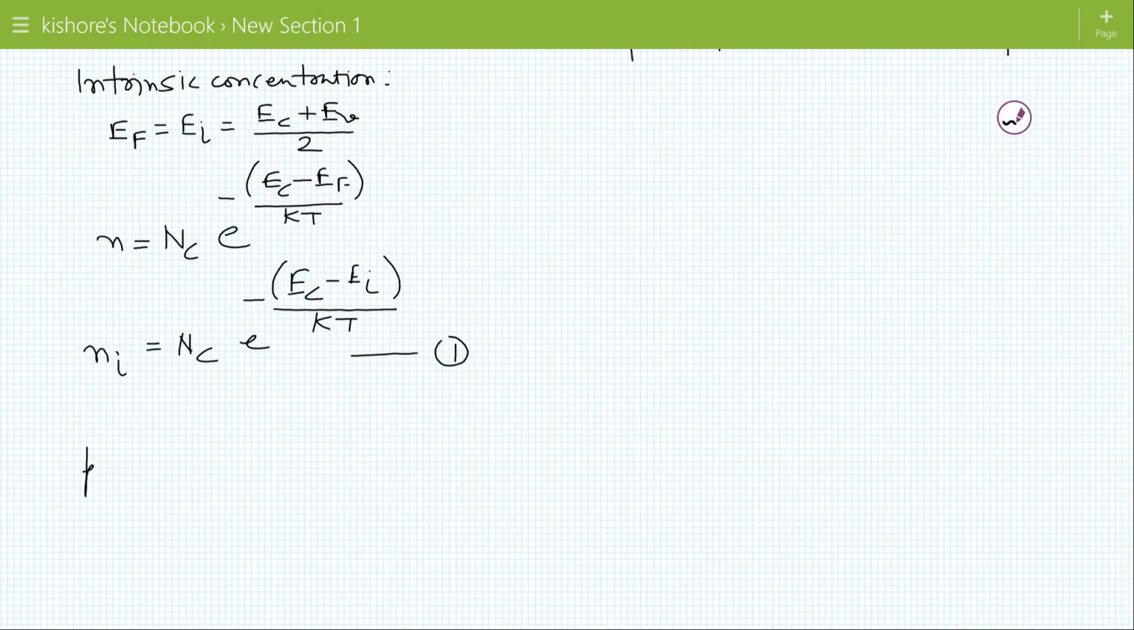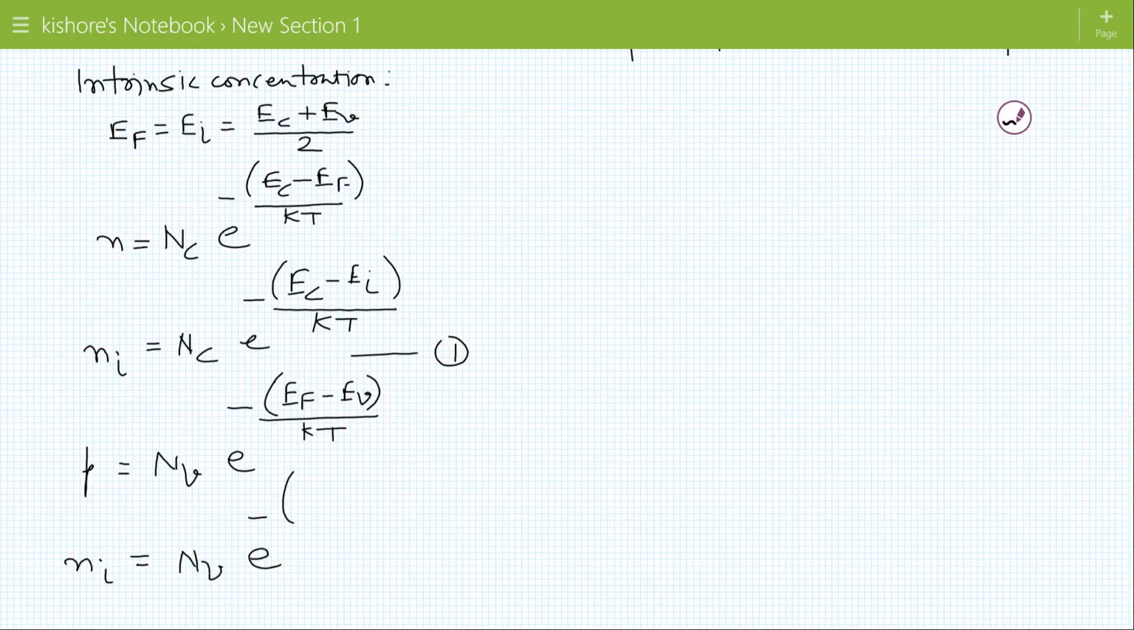And the concentration of holes, that is p, in the valence band is Nv e to the power minus (Ef minus Ev) by kT. In case of intrinsic semiconductor, the concentration of holes is equal to the intrinsic concentration. So Ni is Nv e to the power minus (Ei minus Ev) by kT. Again, Ef is replaced by Ei because in intrinsic semiconductor Ef is Ei.